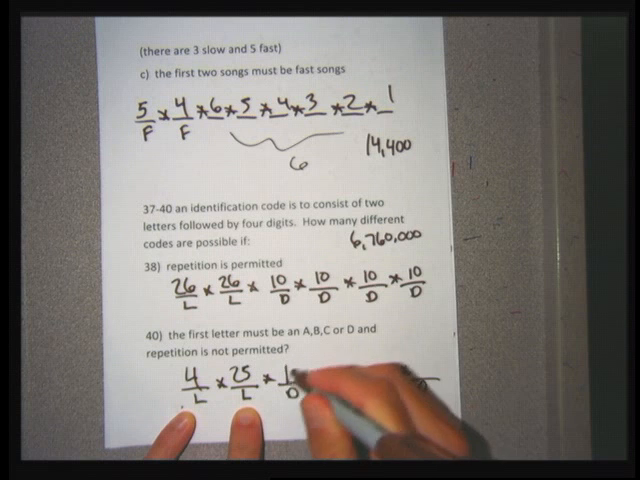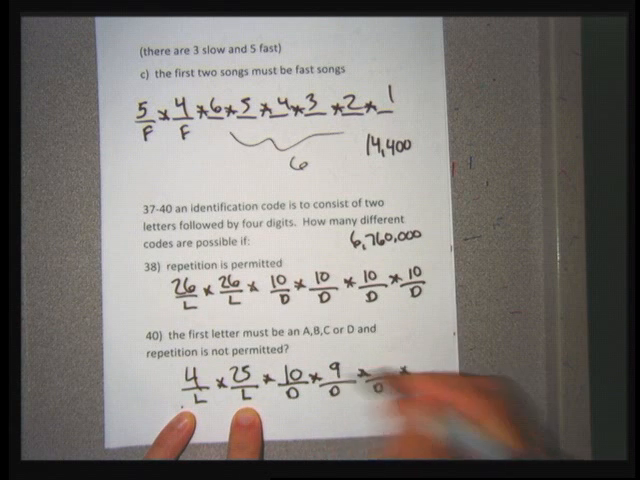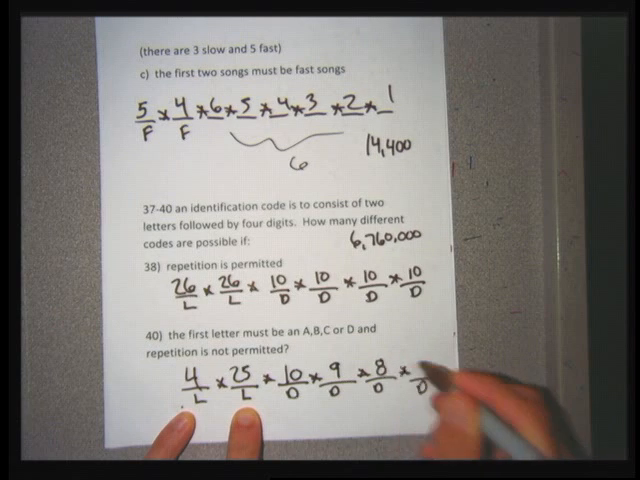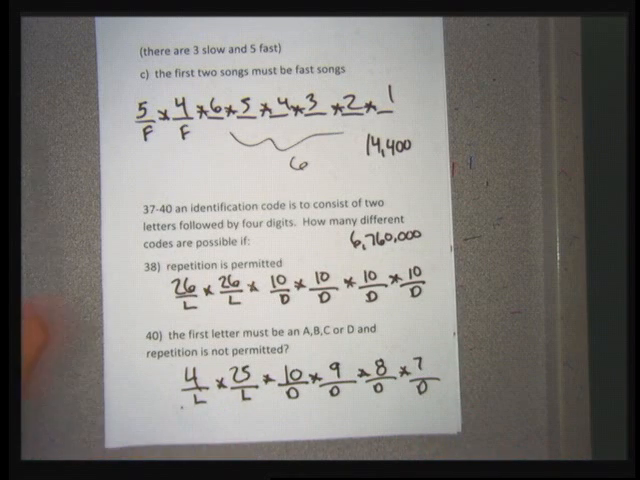And for my numbers, I'm going to increment down. There's 10 numbers. Once I've used a number, I can't use it again. So there's 9. Once I've used 2 numbers, there's only going to be 8, and then 7.